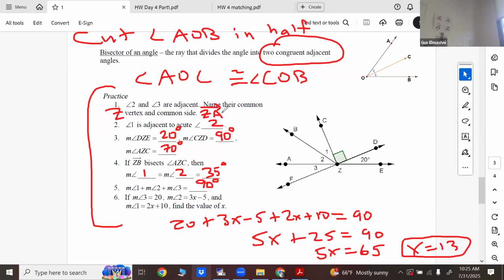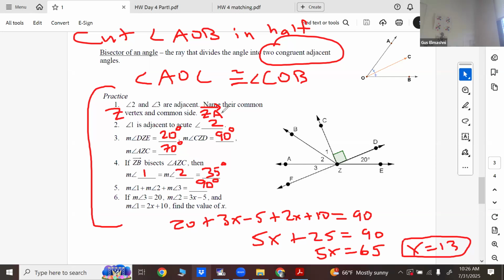So for angles 2 and 3, they share point Z as a vertex, and the common side is, oh, sorry, it should be ZA, not AZ. Yeah, it should be ZA. ZA is a ray that's shared between angles 2 and 3. Angle 1 is adjacent to angle 2. And you know, it's also next to this right angle as well, but acute angle we'll say that. EZE, just look at 20. CZE's right angle is 90. And what's left over for AZC or whatever is 70 degrees.